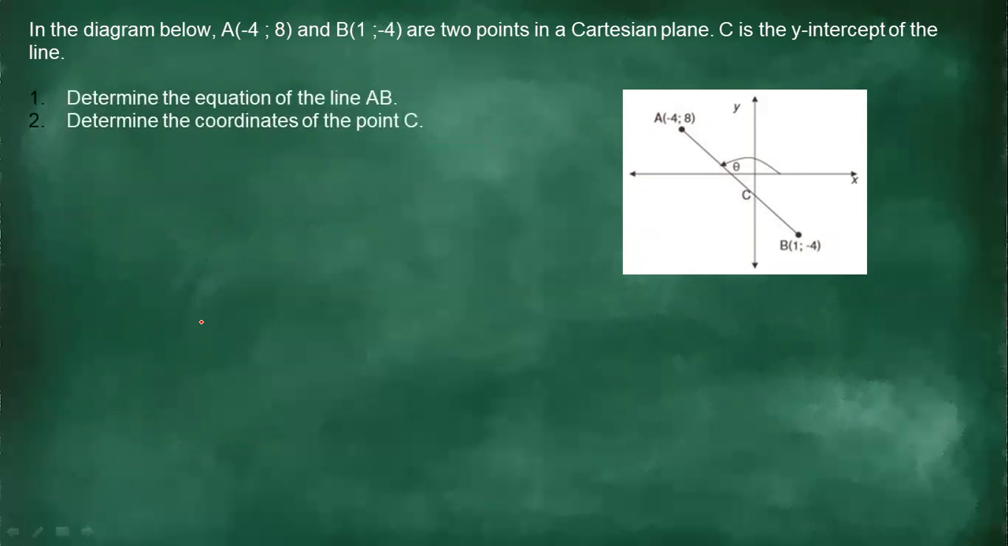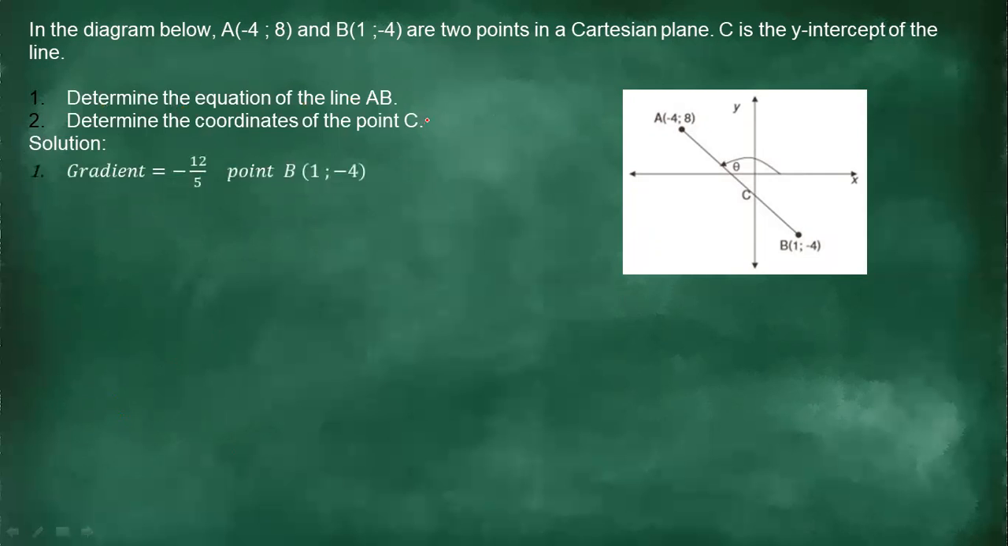All right, we still have the same scenario and the diagram. Now we need to answer the following questions. Determine the equation of the line AB. Let's first remember, when you have to calculate the equation of a straight line, we need two things. We need the gradient of that line and also a point.